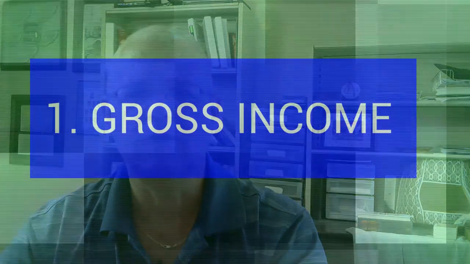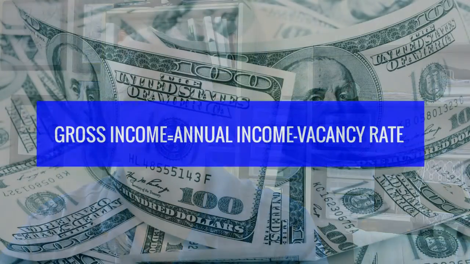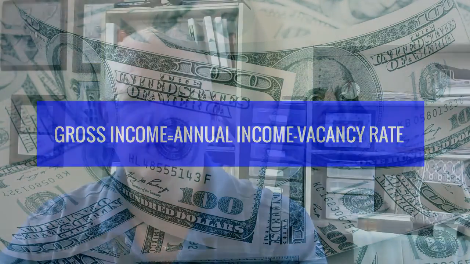The first term I want to talk about is gross income. Gross income is defined as annual rent minus vacancy rate. Now, annual rent can be rents you collect from the tenants. It can be late fees. It can include any kind of services that you provide to the tenants, such as laundry services or whatever. But it's all the income that you collect during a 12-month period.